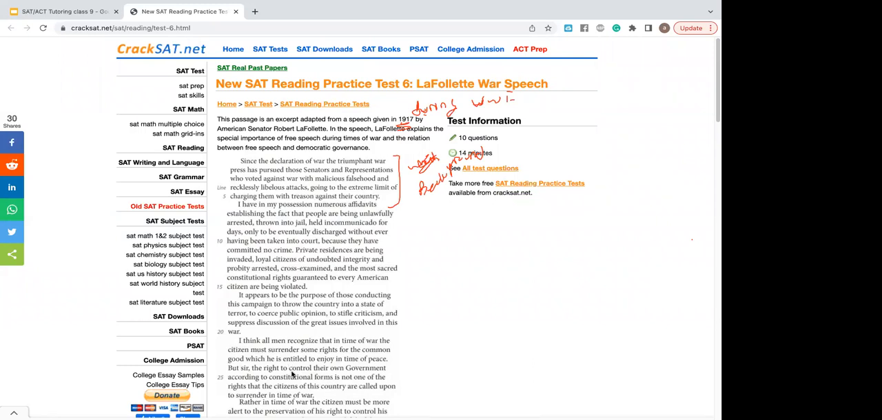I have in my possession numerous affidavits establishing the fact that people are being unlawfully arrested, thrown into jail, held incommunicado for days, only to be eventually discharged without ever having been taken into court because they have committed no crime. Private residences are being invaded. Loyal citizens of undoubted integrity and probity are arrested, cross-examined, and the most sacred constitutional rights guaranteed to every American citizen are being violated. So I guess that's the stuff that's happening.